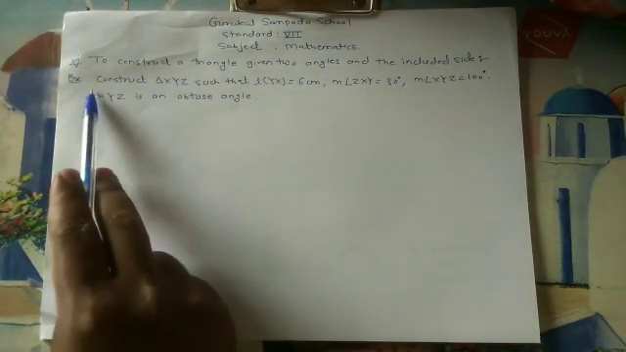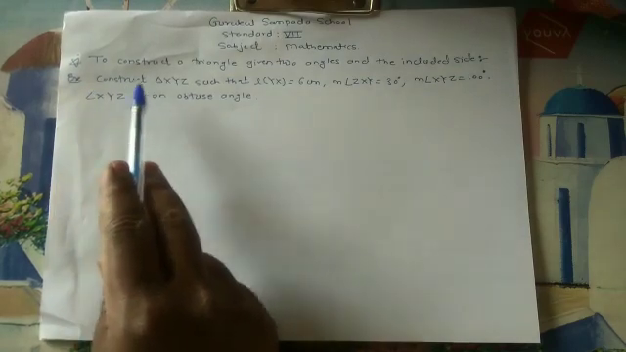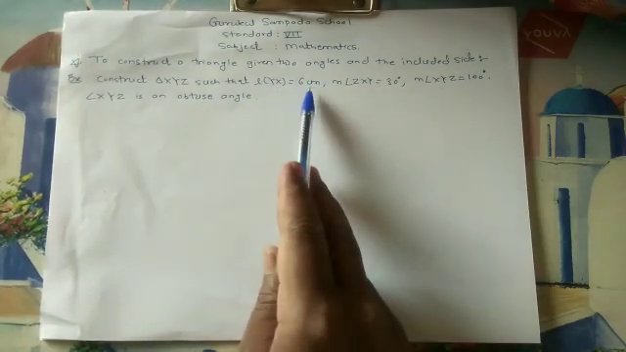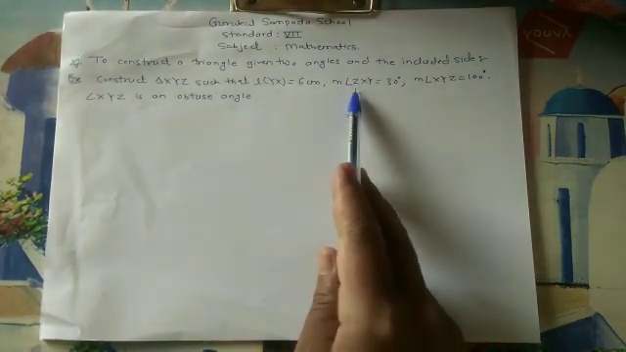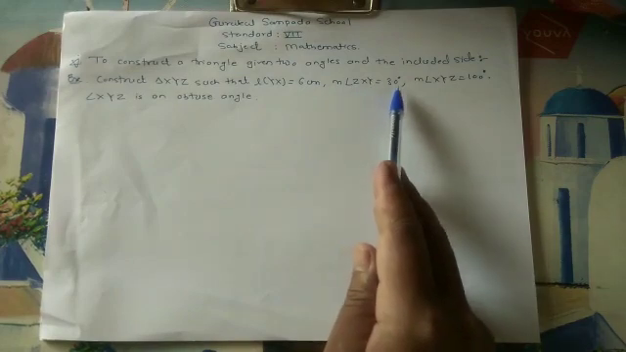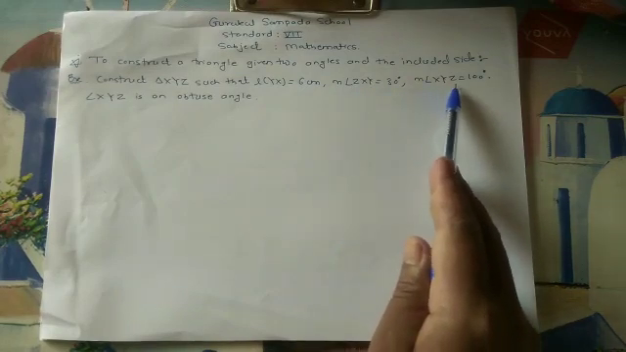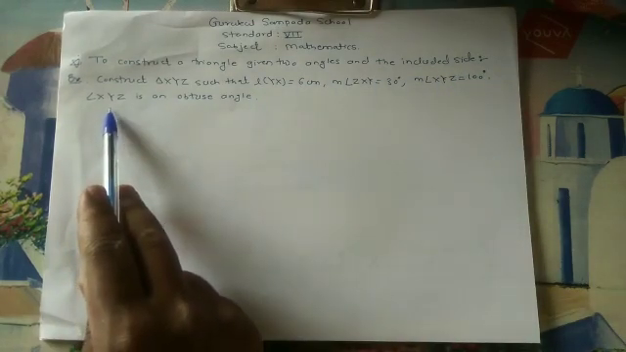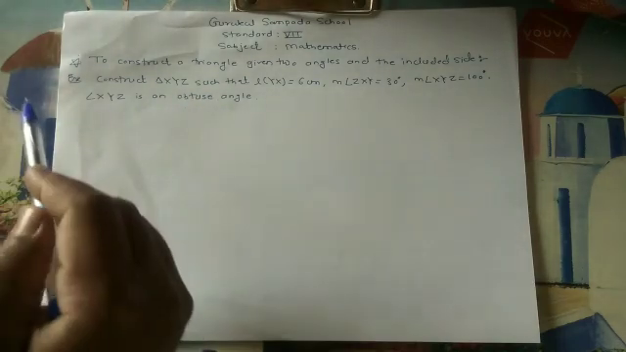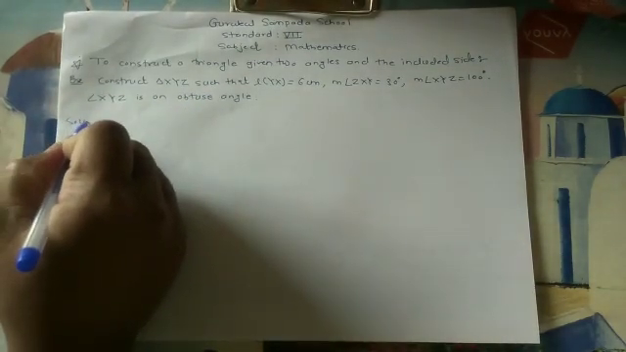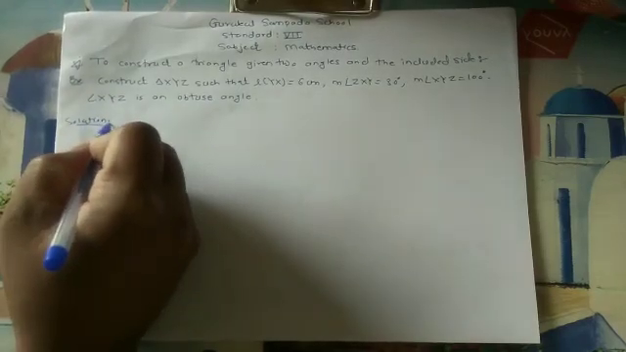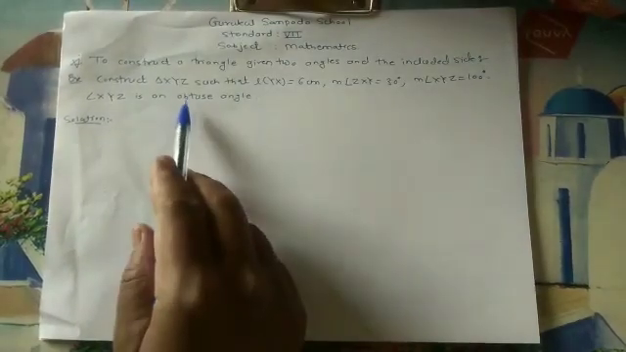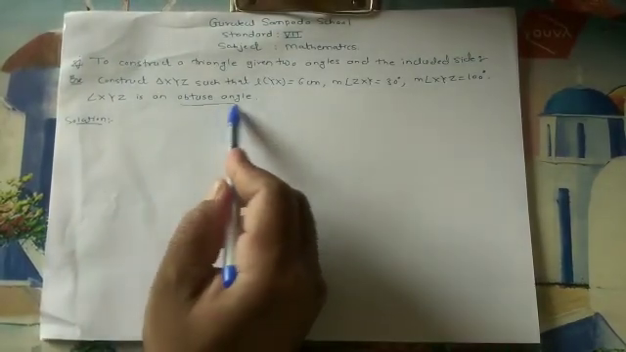So for that I am considering here one example. Construct a triangle XYZ such that the length of YX is equal to 6 centimeter, the measure of angle ZXY is equal to 30 degree, the measure of angle XYZ is equal to 100 degree, and the important condition is what? Angle XYZ is an obtuse angle. Now we know, what is an obtuse angle? When the measurement of an angle is greater than 90 degree and less than 180 degree, at that time that angle is called an obtuse angle.